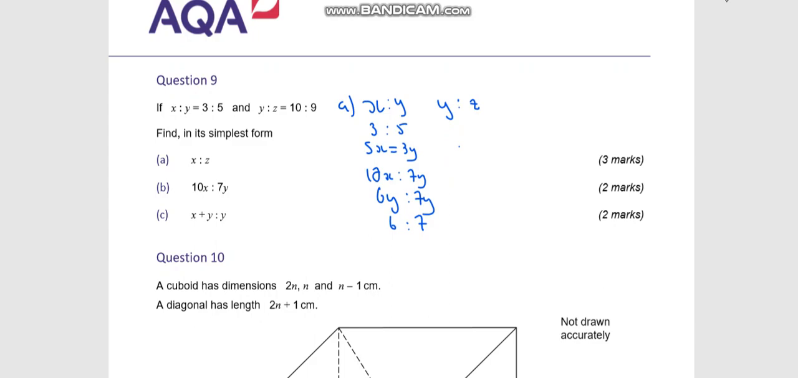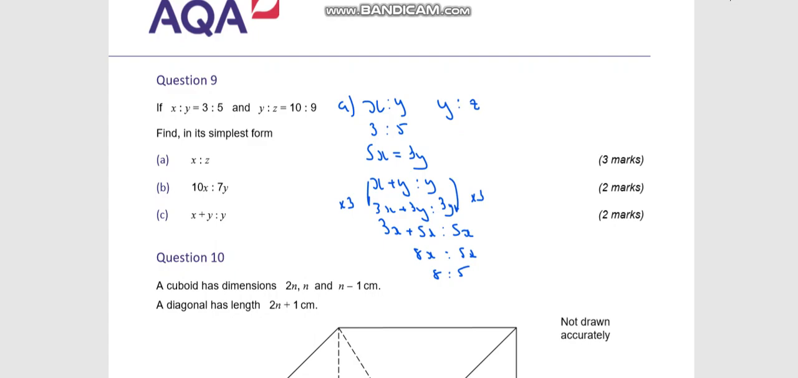Okay, for question b here, again x to y is 3 to 5, that's what we're dealing with, x's and y's. This time it's in equation form, so 5x equals 3y. If we try and simplify 10x to 7y, then if 5x is 3y, 10x, if we double it, must be worth 6y. So we've got 6y to 7y, and then divide by y, we get 6 to 7.